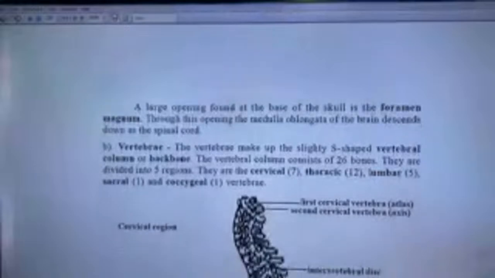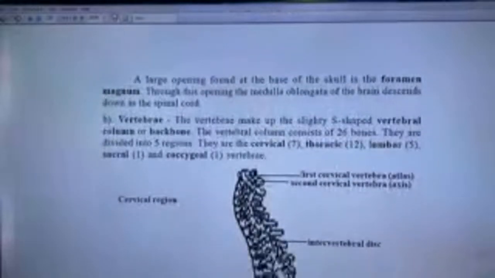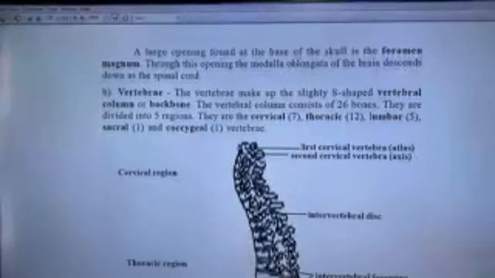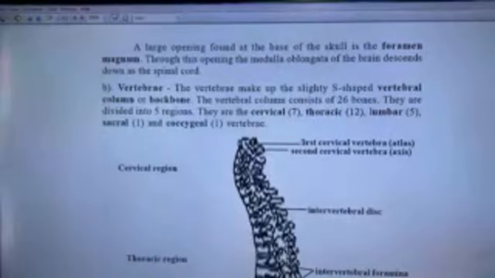A large opening found at the base of the skull is the foramen magnum. Through this opening, the medulla oblongata of the brain descends down as the spinal cord.